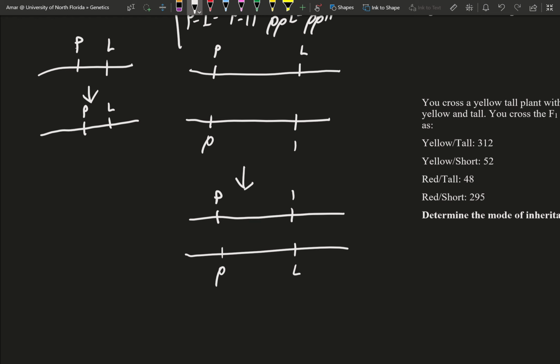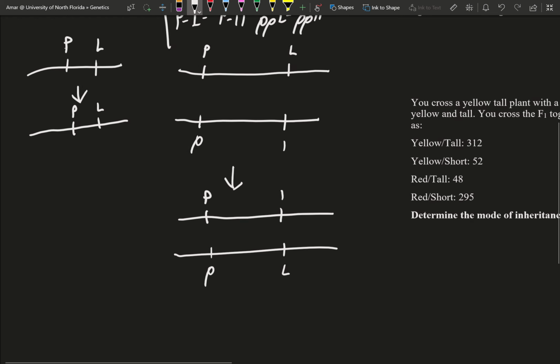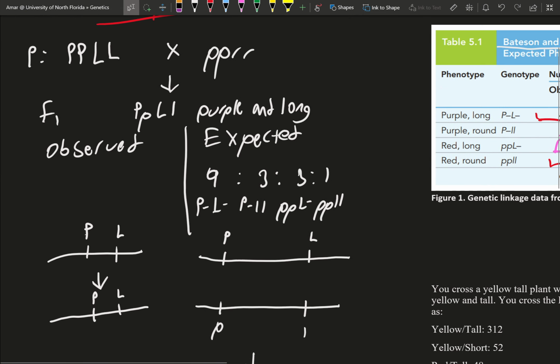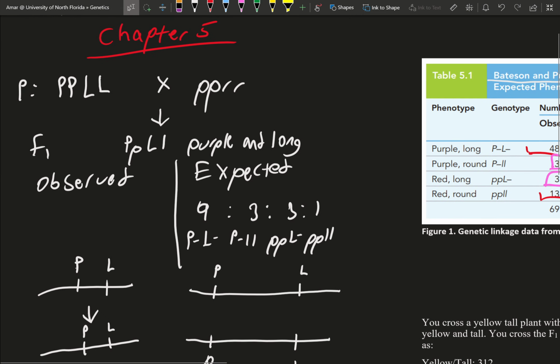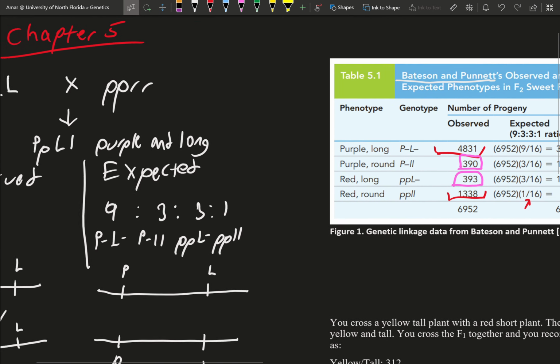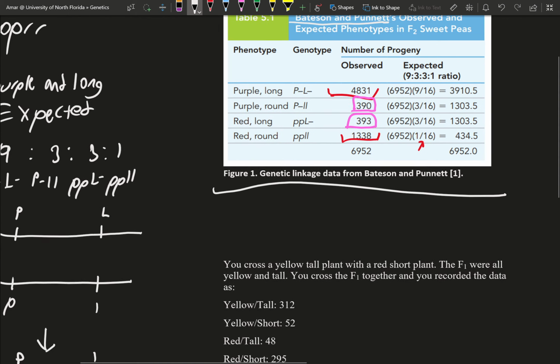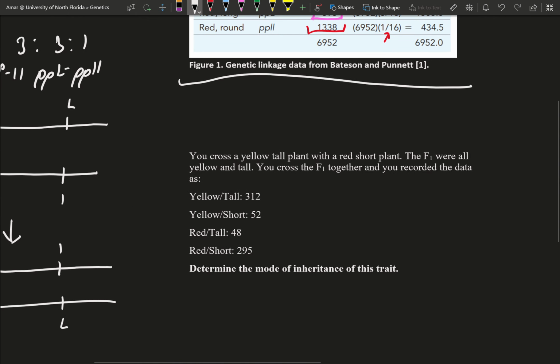So that's basically what's happening here. Just know that for now, that's all you pretty much need to know for this introduction episode. Another thing to look at is how we can actually determine from a data set if there's gene linkage between two traits.